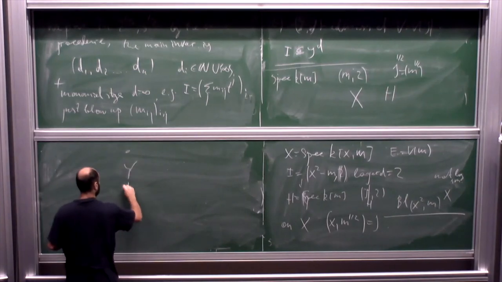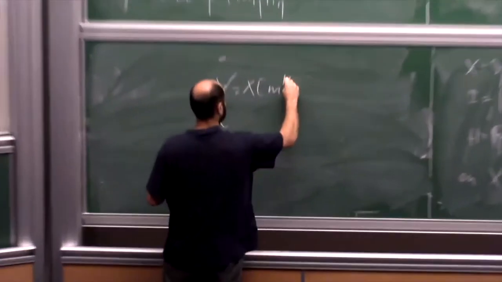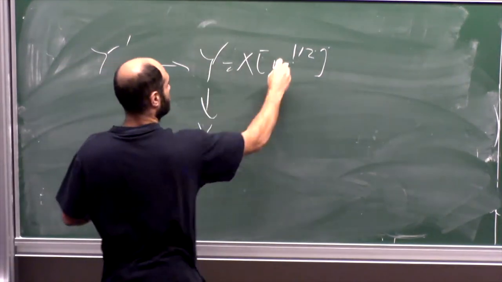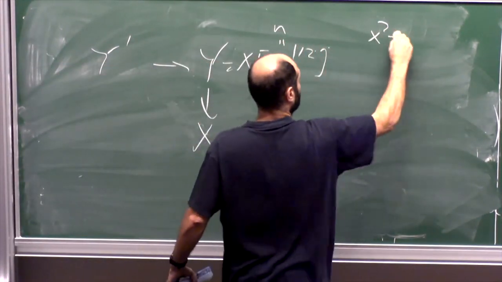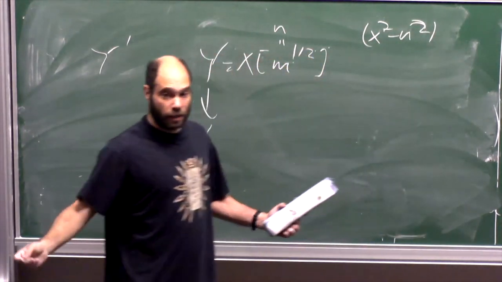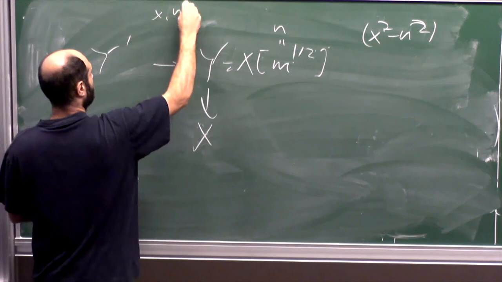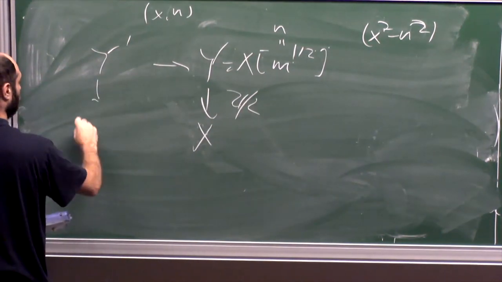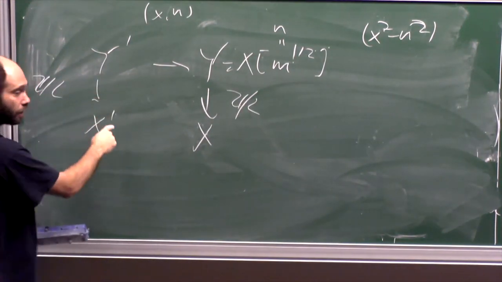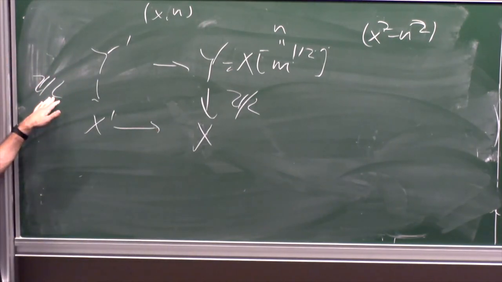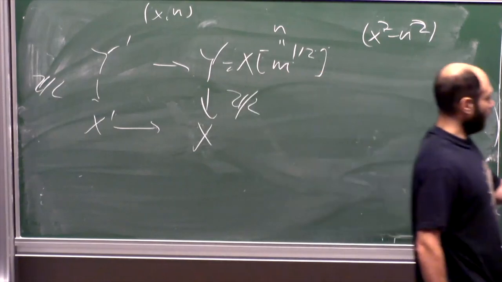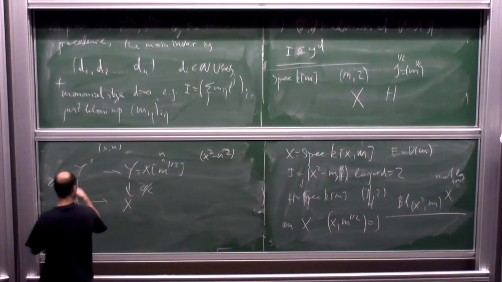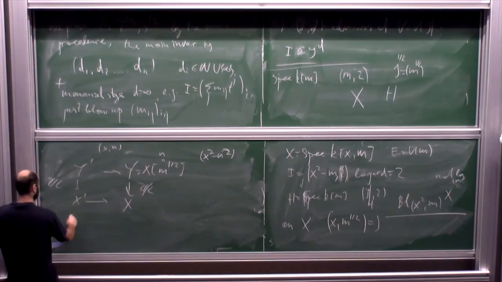So instead of working on x, let's go to y. Just adjoin a root of m. Let's call this n, and then my ideal is x squared minus n squared. It's very easy to resolve the ideal x squared minus n squared: just blow up x, n. We get y prime. This is a Z mod 2 cover. So we can now divide this by Z mod 2. If I just divide as a coarse moduli space, I get the bad blow up I described here. So I cannot divide back while keeping the log structure. But I can divide this as a stack.